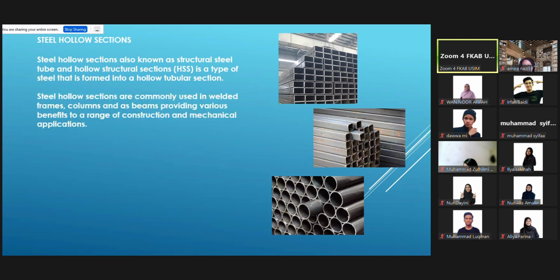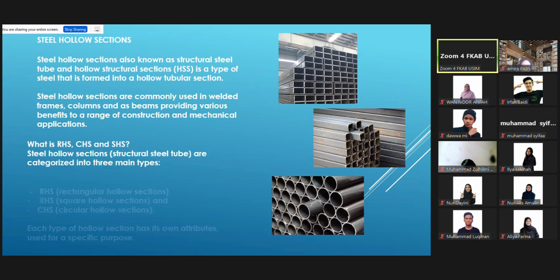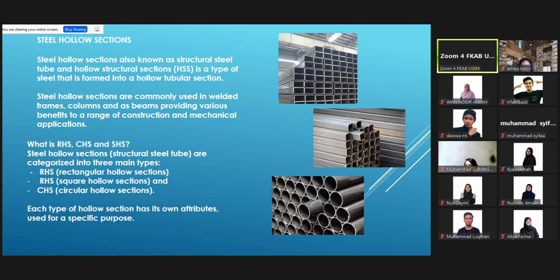Okay, steel hollow section are commonly used in welded frame, column, beam, provided various benefit to a range of construction and mechanical application. So it's the same, it's still the same function, except that it will be less in terms of material, but it's limited in terms of the scale of the building. Sometimes they use this kind of material for decoration purposes, which is non-load bearing to the building. What is RHS, CHS, SHS? Sometimes you baca ni engineering drawing, dia write to the RHS metal steel kan, CHS and SHS. Bagi sikit dia punya ni. The three main type of this kind of hollow section.